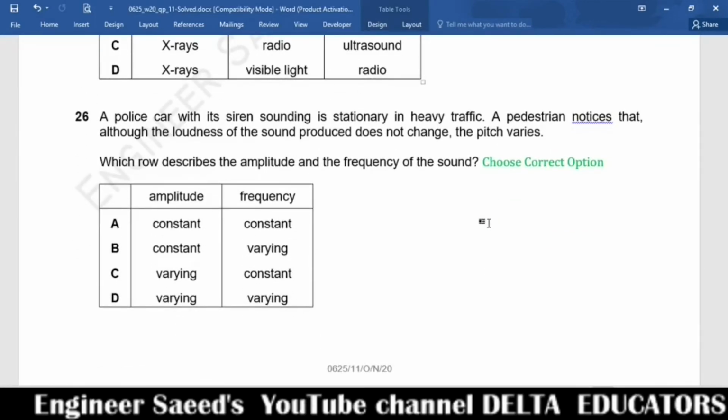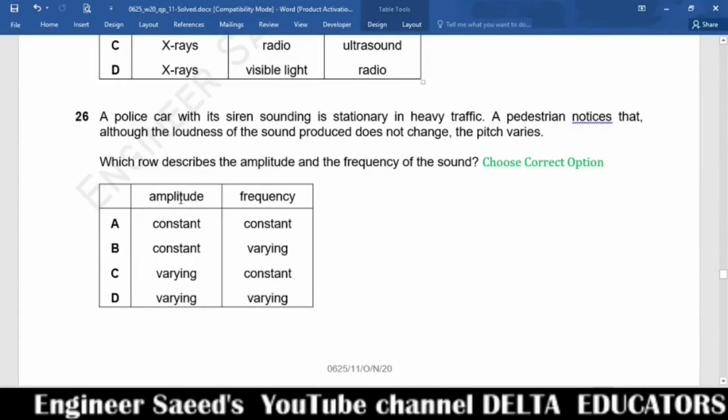Question number 26. A police car with its siren sounding is stationary in heavy traffic. A pedestrian notices that although the loudness of the sound produced does not change, the pitch varies. Which row describes the amplitude and the frequency of the sound? First thing, loudness depends on amplitude and pitch depends on frequency. Since here loudness of the sound does not change, amplitude will remain constant. And here pitch varies, so frequency will be changed.